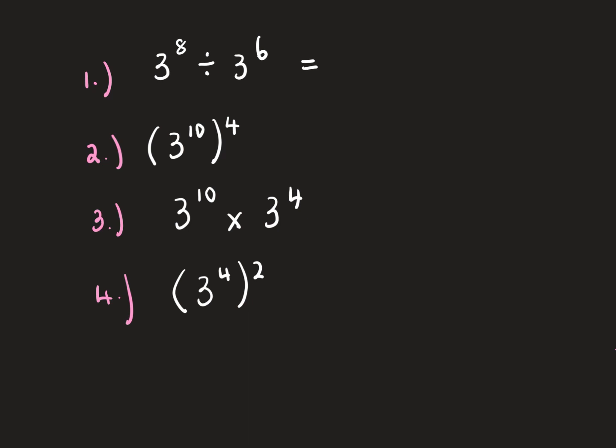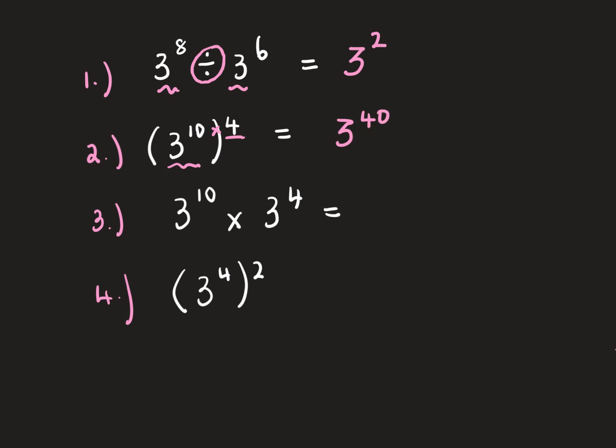Let's look at the first one. Well, the bases are the same. I'm dividing the terms, so I subtract the indices. That's going to give me 3 to the power of 8 minus 6. 8 minus 6 is 2. The next one, what am I doing? I am raising a power to a power. I multiply the indices. That will give me 3 to the power of 10 times 4, 40.